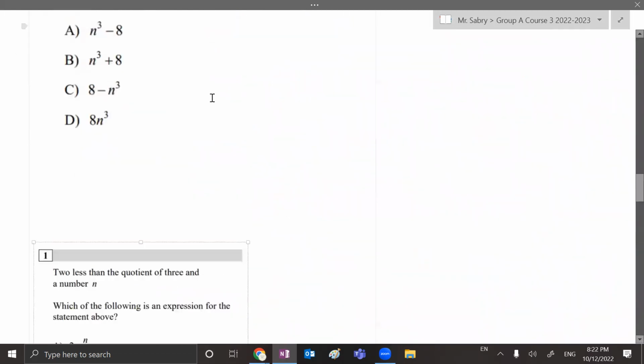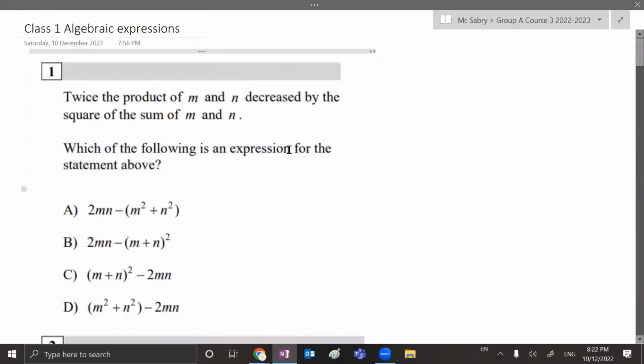Let me show you some questions, how they look, applying this same idea, and we'll see how to deal with them. For example, here's the first one. It says twice the product of m and n decreased by the square of the sum of m and n. It's impossible to solve this question in one shot.